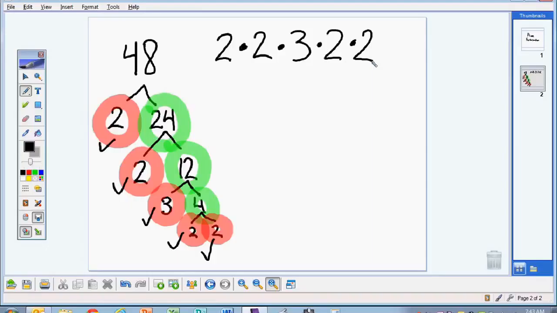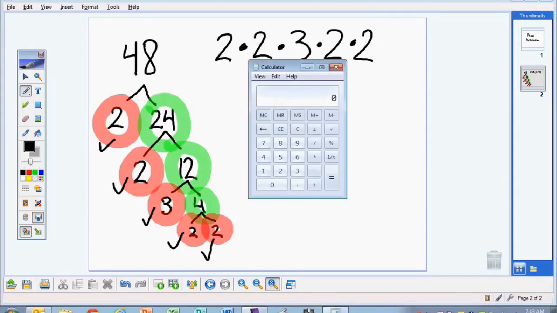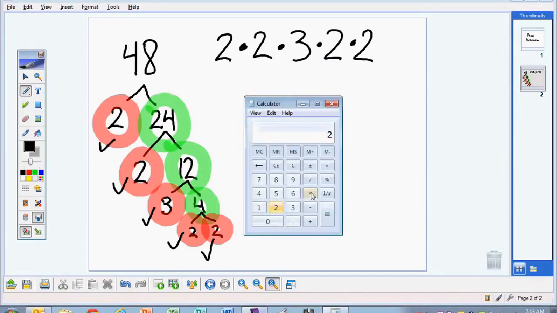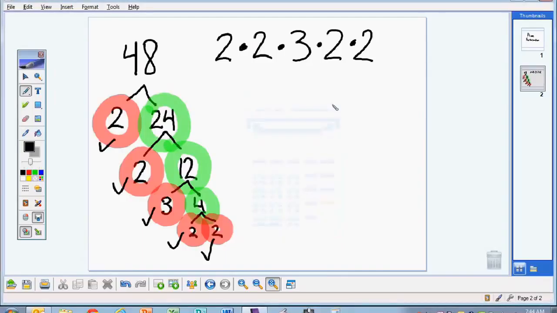If you were to type this into the calculator, it would give us 48. If it doesn't, I made a multiplication error. So let's grab a calculator and check. 2 times 2 times 3 times 2 times 2 gives me 48, so I know my answer is correct. Now remember, I said there's a process, and there is your answer. This multiplication string is the answer. That is the prime factorization. The factor tree is the process to find that.